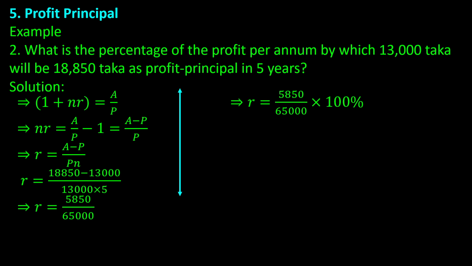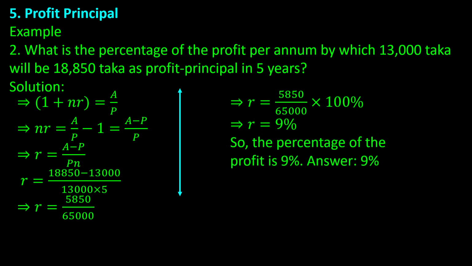Since I have to express it as a percentage, I multiply the right side by 100%. 100% means 1, and we know that if we multiply any number or expression by 1, that term will remain the same. That is why multiplying the right side by 100% won't be a problem.